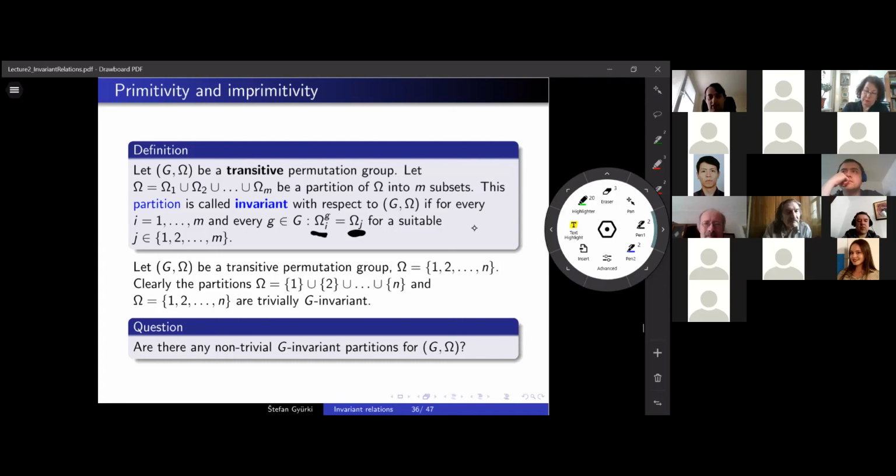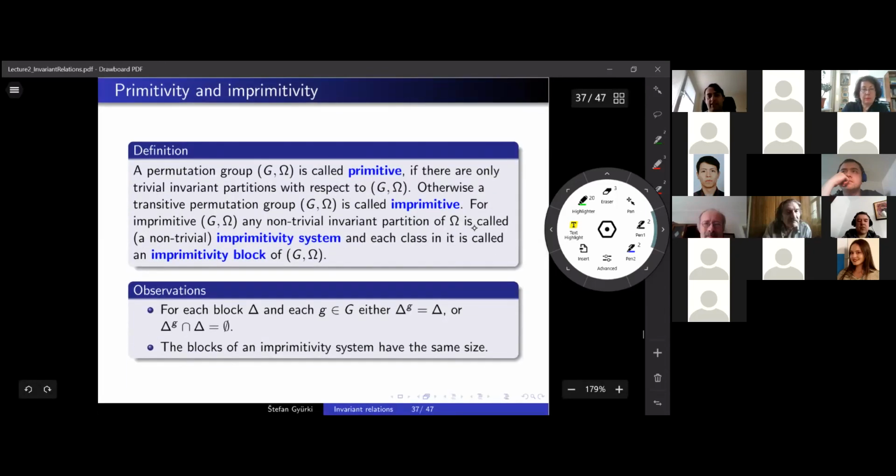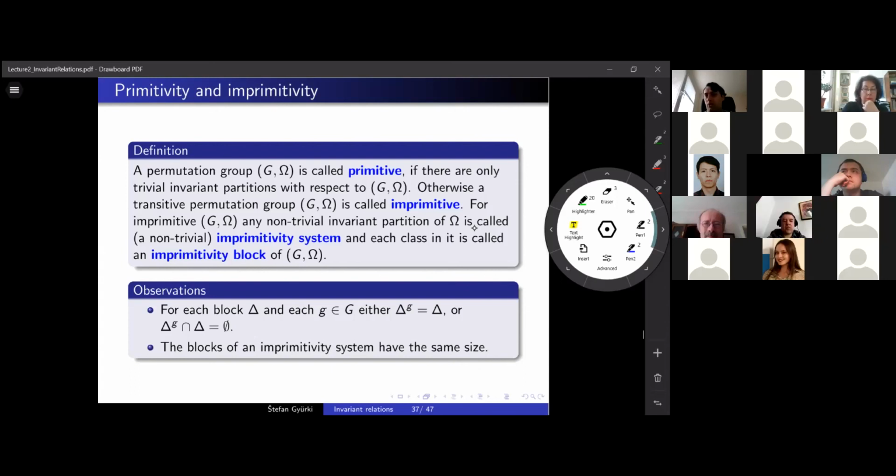And here appears the question: for a given permutation group G, are there any more non-trivial G invariant partitions or not? If yes, then the permutation group is called primitive. Otherwise, it is called imprimitive. Of course, for an intransitive group, it is not so interesting because you can just take the partition into orbits and immediately it will be imprimitive. So that's why the interesting case appears just for the transitive groups.